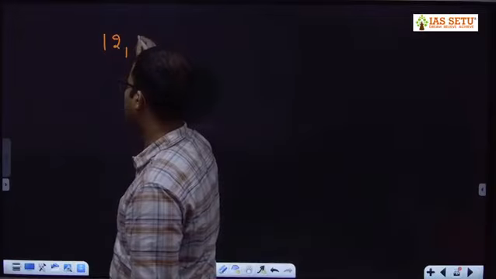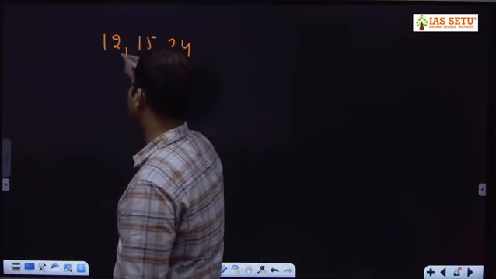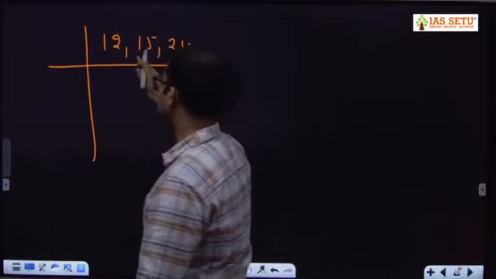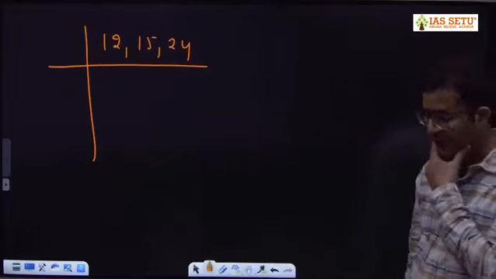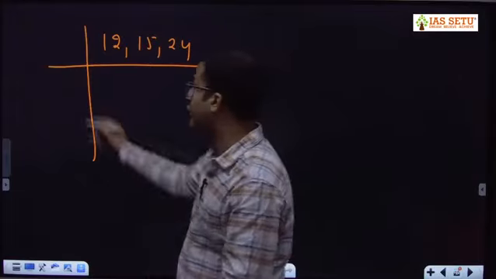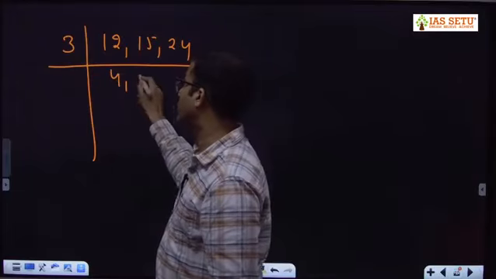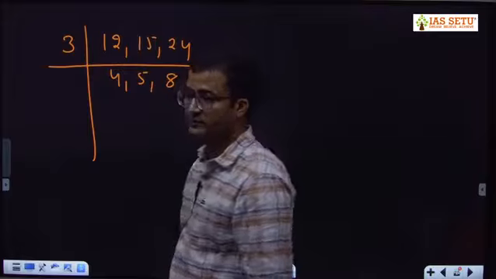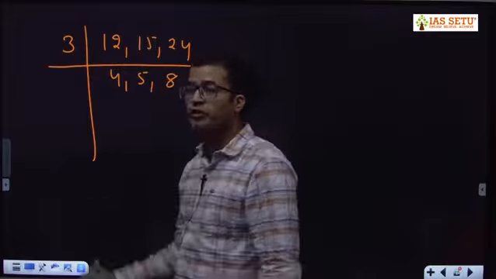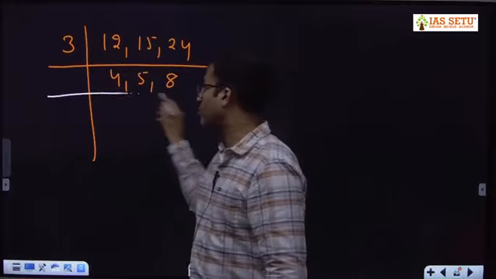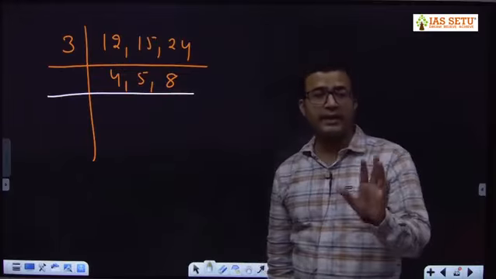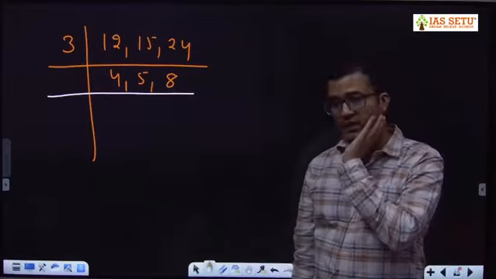12, 15, 24. So the first task is to take out what is common from all the numbers. We get 3, so we take 3 common. So it is 4, 5, 8. Then 4 and 5 don't have a common factor, but 4 and 8 do. So we will take the common factor from 4 and 8. And I will tell you the LCM method here, the factorization method for LCM.